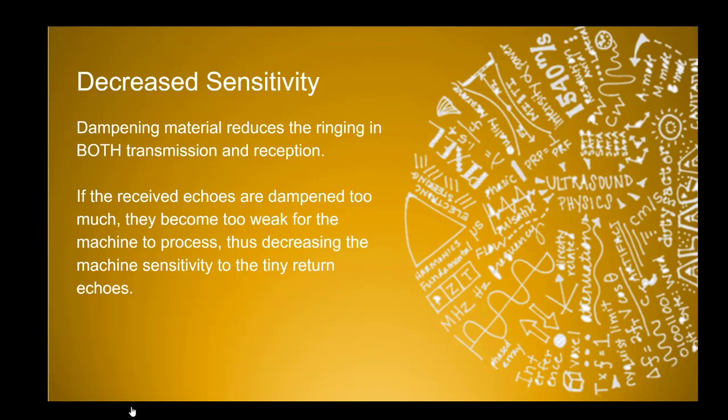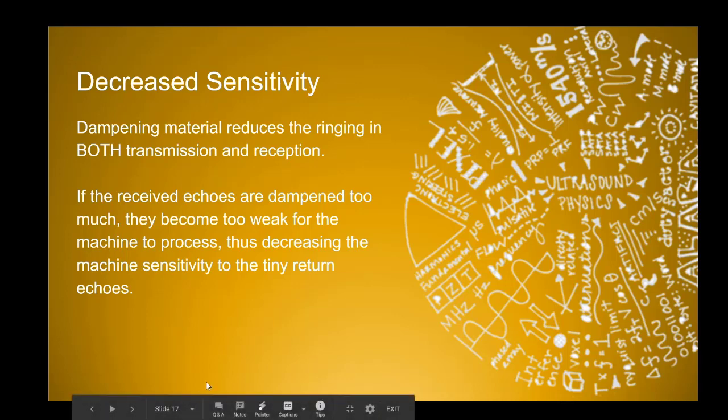So decreased sensitivity means that the machine is going to be less sensitive to weak echoes that are returning from the body. That dampening is actually going to occur on both sides, transmission and reception. And we know that the echoes coming back from the body are very, very weak, and so they're going to become even weaker once they interact with that backing material during reception. Because of that, we might lose some information or some echoes from the body.